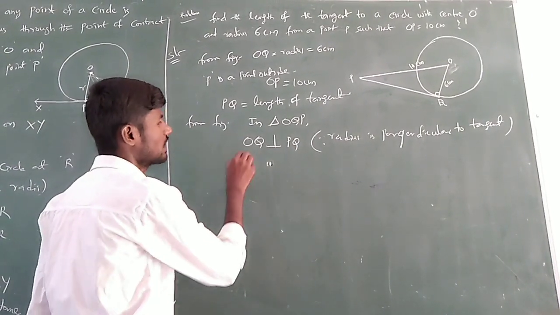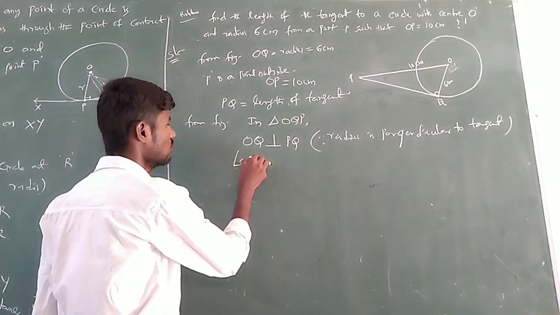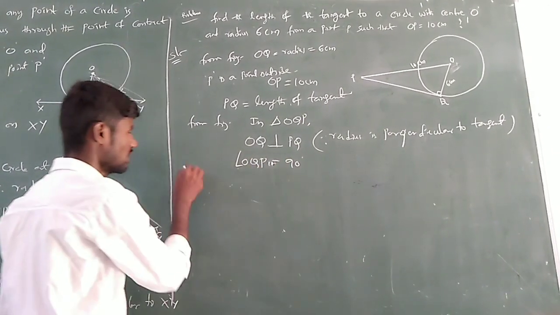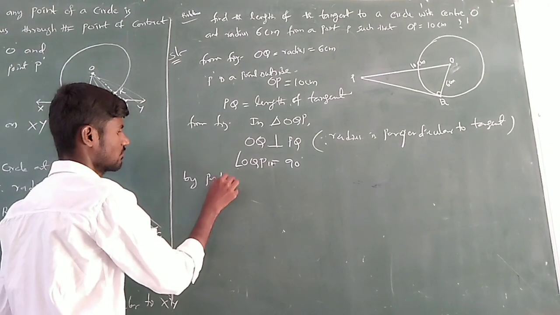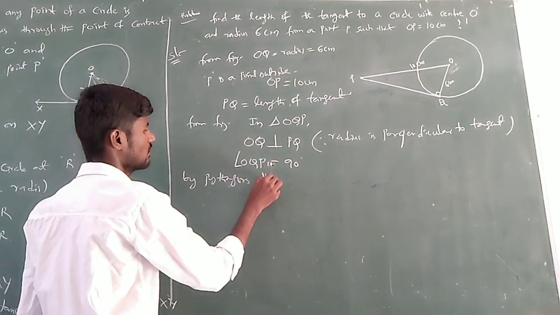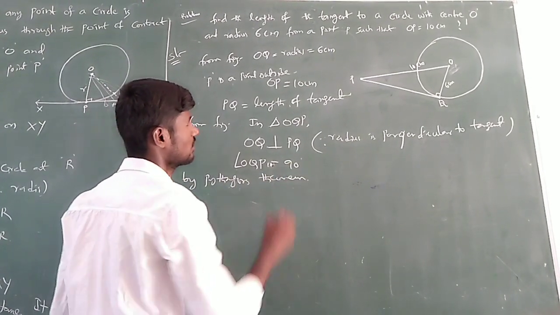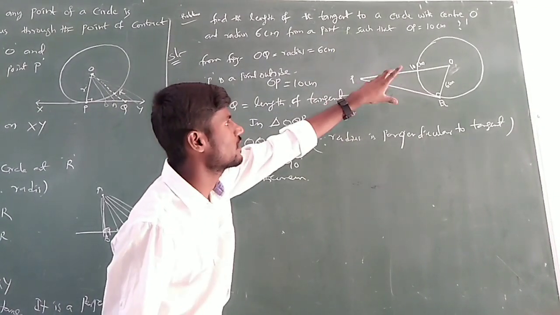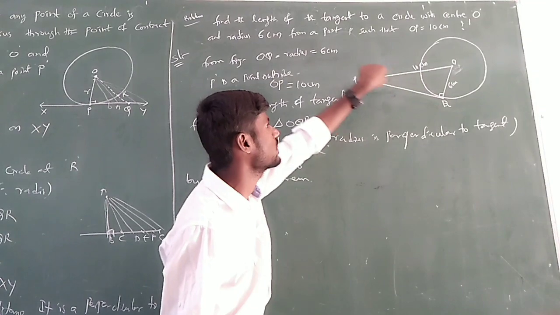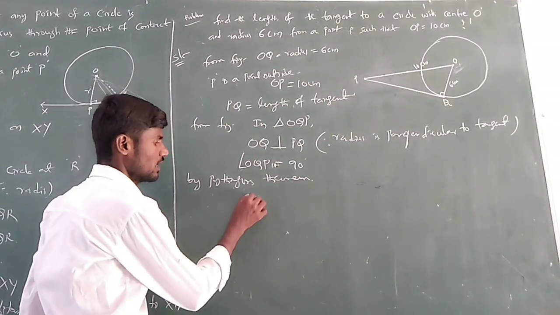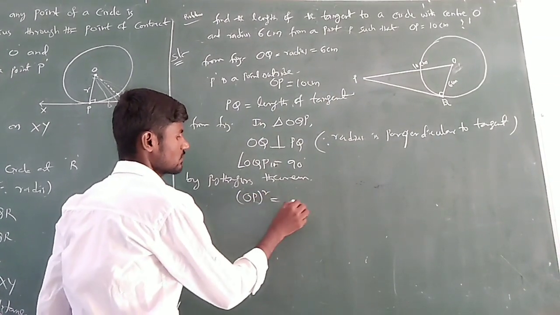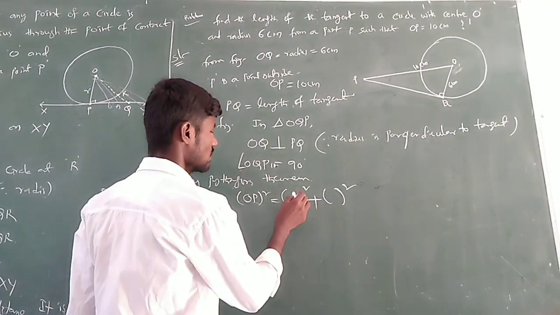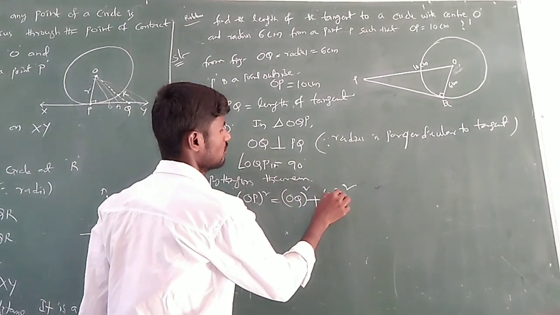Then we can take angle OQP, that is 90 degrees. So by Pythagoras theorem, we can apply it because it is a right angle triangle. So OQ, OP and PQ, these are all the sides of the right angle triangle. In that, OP is the hypotenuse. So hypotenuse square equals the sum of the squares of the remaining two sides. What are they? OQ and PQ.